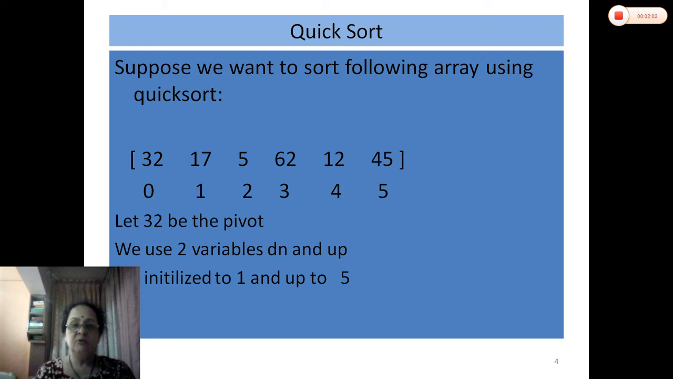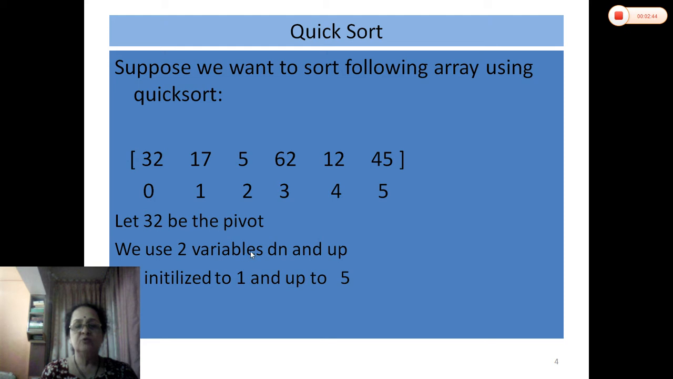Suppose we want to sort the following array using quicksort. The elements are 32, 17, 5, 62, 12, 45. So in all 6 elements. We will be considering the C language, so the array will start from index 0. For other languages, the array will start with 1. Let us assume the very first element as the pivot. So here 32 will be the pivot.